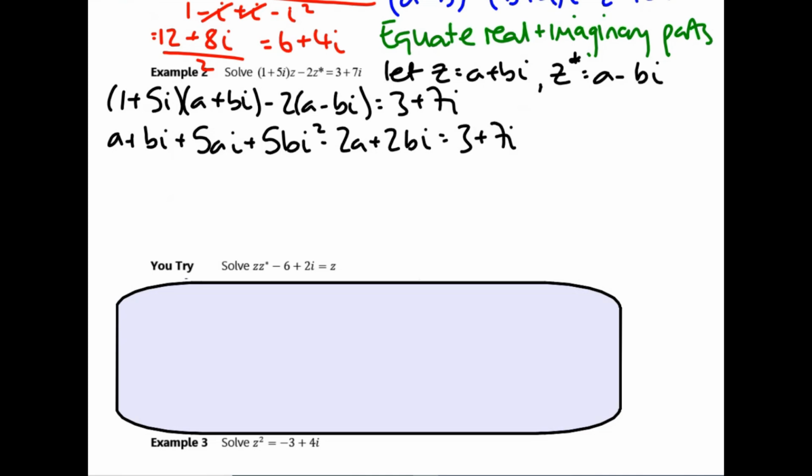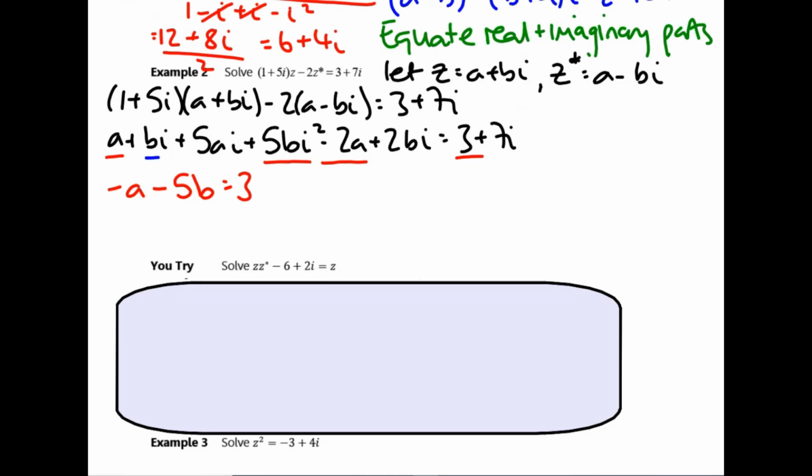Collecting up my real parts on the left-hand side. So real bits I've got are a, minus 2a, and I've also got 5bi squared. Remember, i squared is minus 1. Putting that together, a minus 2a gives me minus a, and i squared is minus 1, so that's minus 5b. That's equal to the real part on the right-hand side, which is 3.